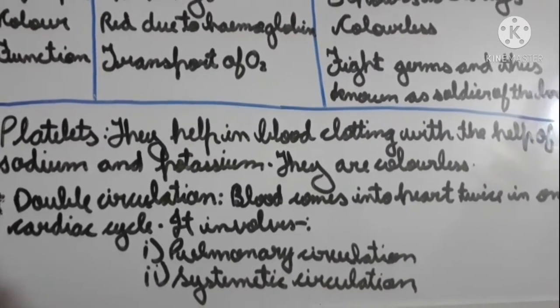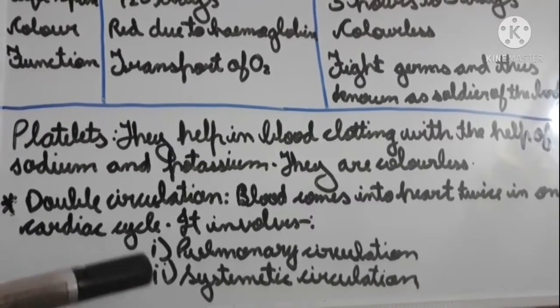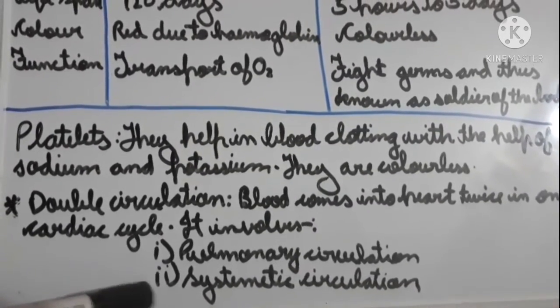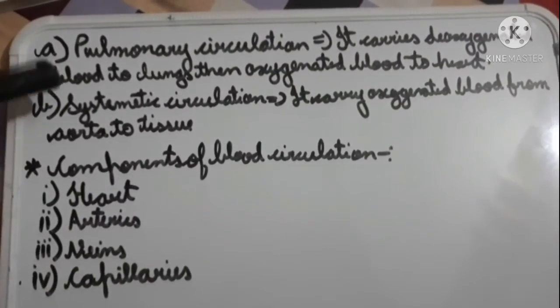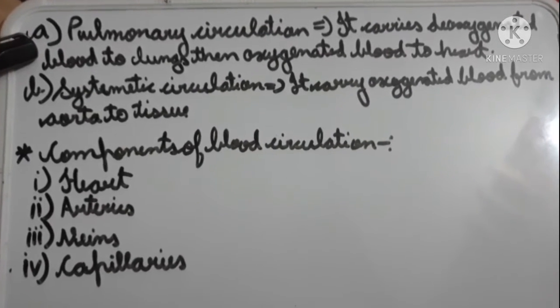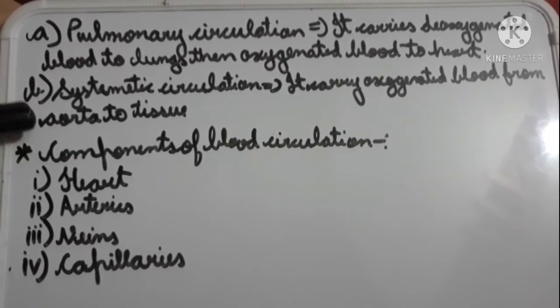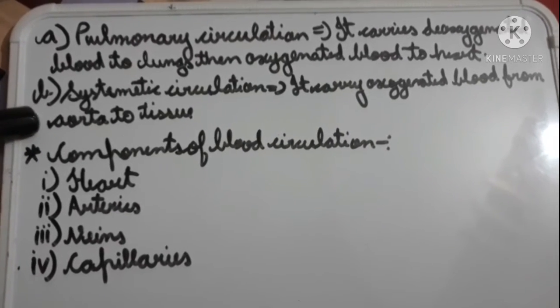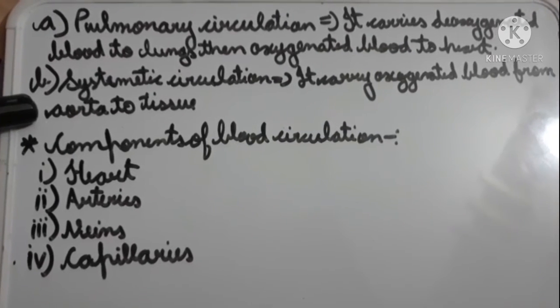What is double circulation? In double circulation, blood comes into the heart twice in one cardiac cycle. It involves pulmonary circulation and systemic circulation. Pulmonary circulation carries deoxygenated blood to the lungs, then oxygenated blood back to the heart. Systemic circulation carries oxygenated blood from the aorta to tissue.